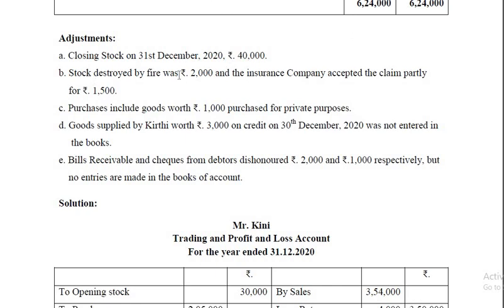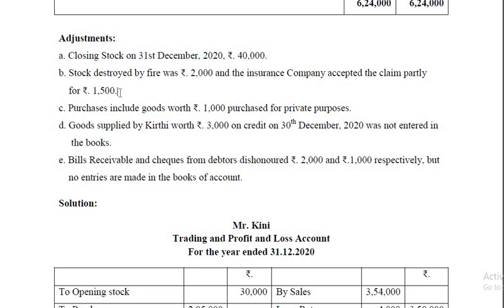Then, stock destroyed by fire was 2,000 and the insurance company accepted the claim partly for rupees 1,500. There are three possibilities in the case of goods destroyed by fire. Number one, the entire value is a loss, nothing is recovered from the insurance company. It is not at all insured, or even if it is insured, it is not admitted by the insurance company. Second, it is fully insured and the entire loss is recovered from the insurance company. Third, it is partially recovered from the insurance company. This is the third case.